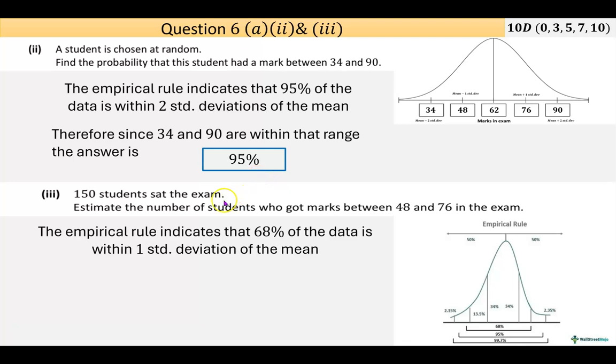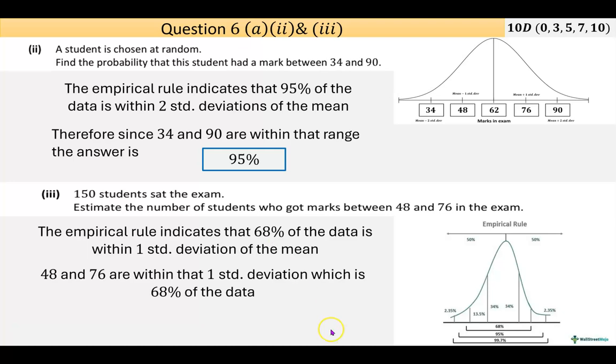Okay. Now, between 48 and 70 would be just somewhere in here. That's within one standard deviation of the mean, which is 68% of the data. That's what the empirical rule states. So if we have 150 students, it's just a matter of getting 68% of that. So you're multiplying by 68 over 100, or use the calculator button, and I got an answer of 102 students. And that's it. Now that part there might be a little bit easier than part two. It just depends on where your knowledge sits at the time of the exam.